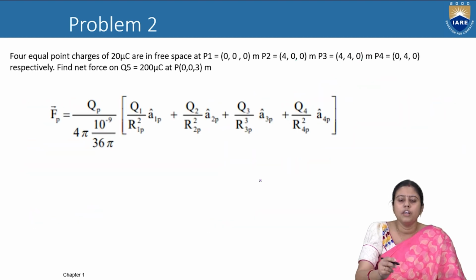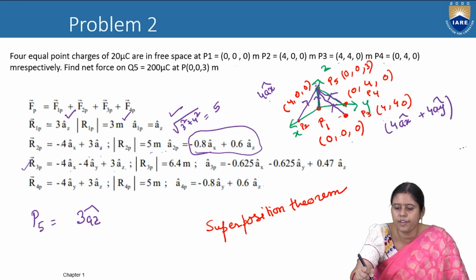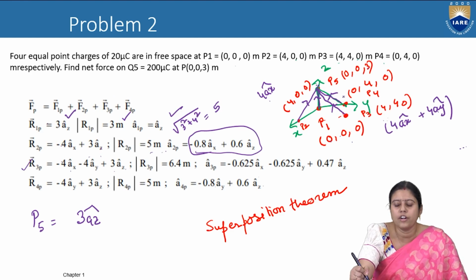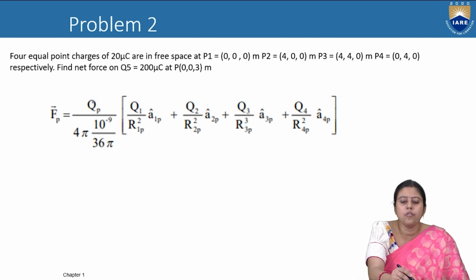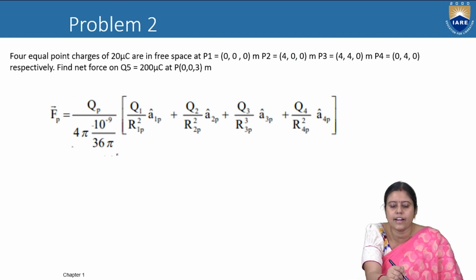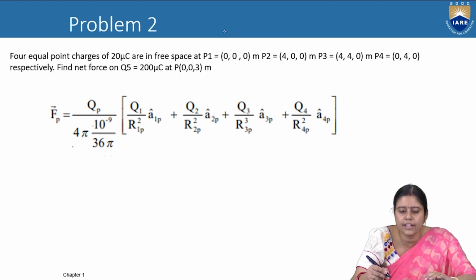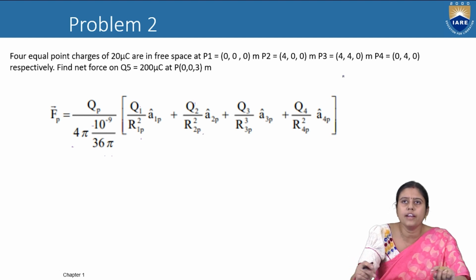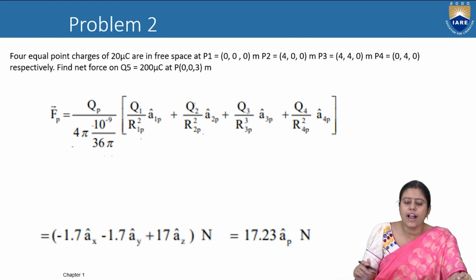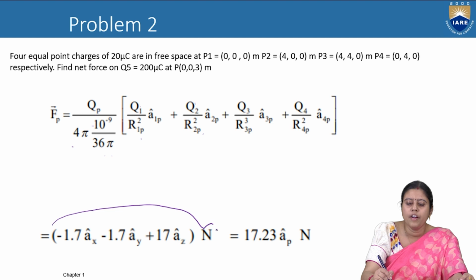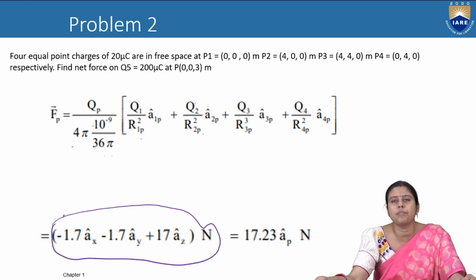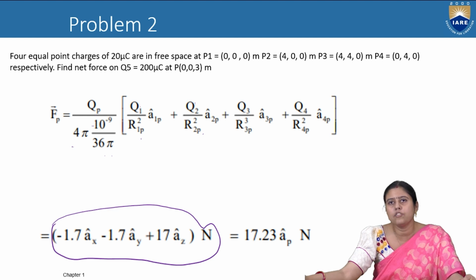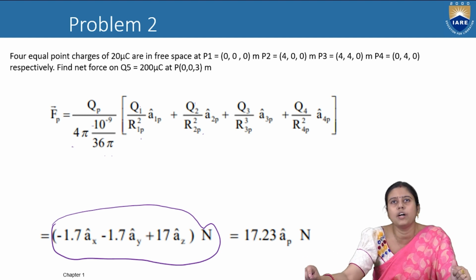Total force is equal to QP by Q1 by R1p square and so on. So if we take it common, QP by 4 pi, 10 to the power minus 9 by 36 pi. Then we are taking the value 20 by R1p square, 20 into 10 to the power minus 6 by R2 square. Like this we can write the 4 equations, and ultimately we will get the value of minus 1.7 ax minus 1.7 ay minus 1.7 az Newton. So this is the answer. What is the main thing?